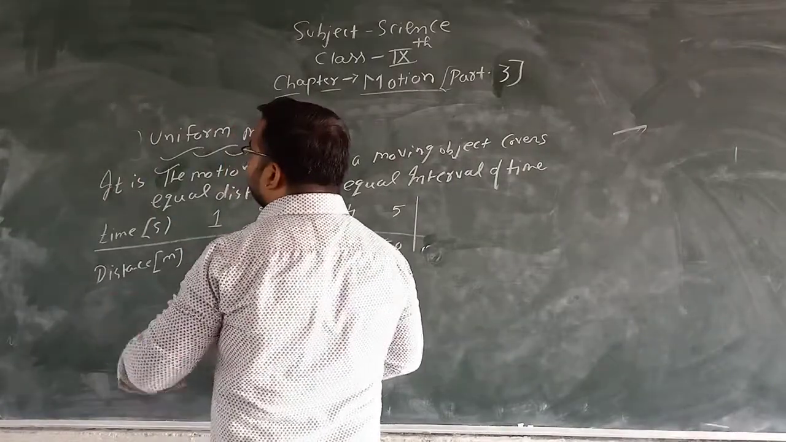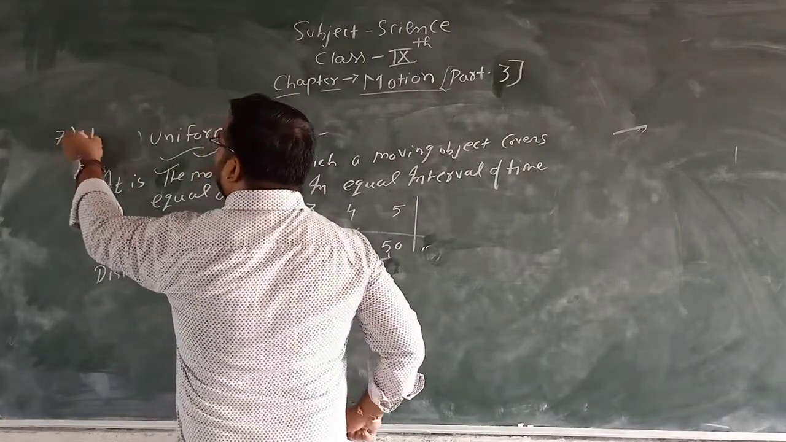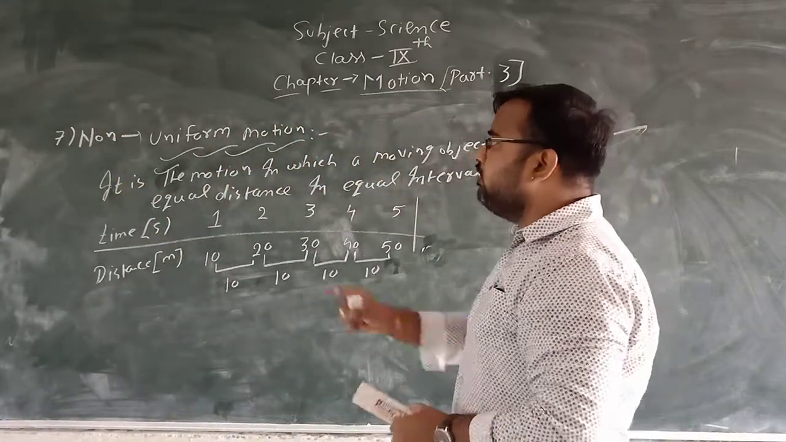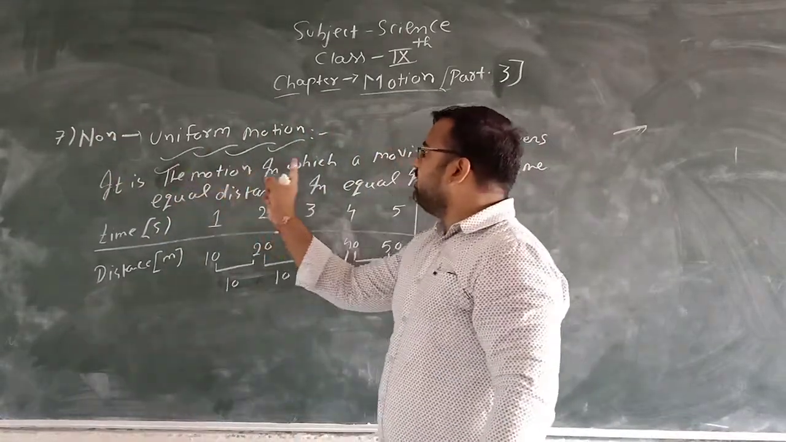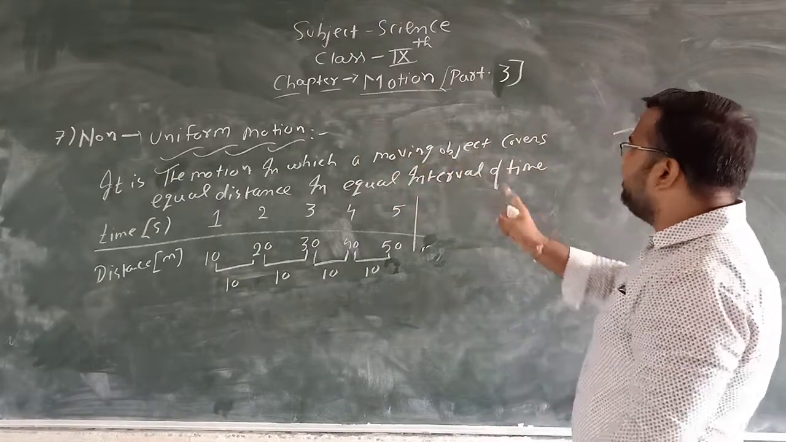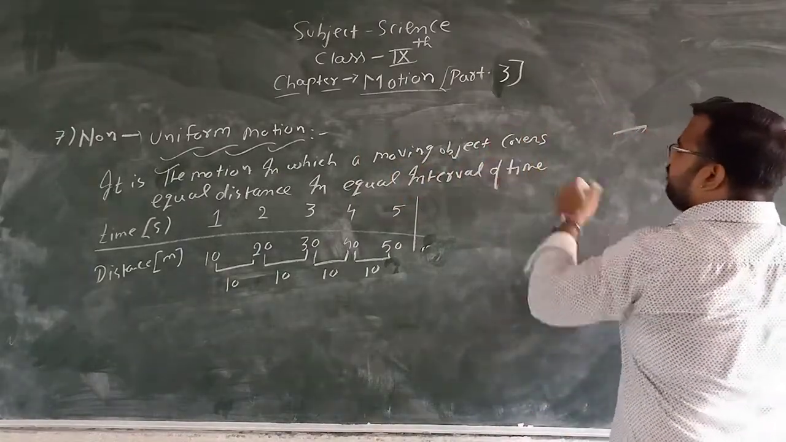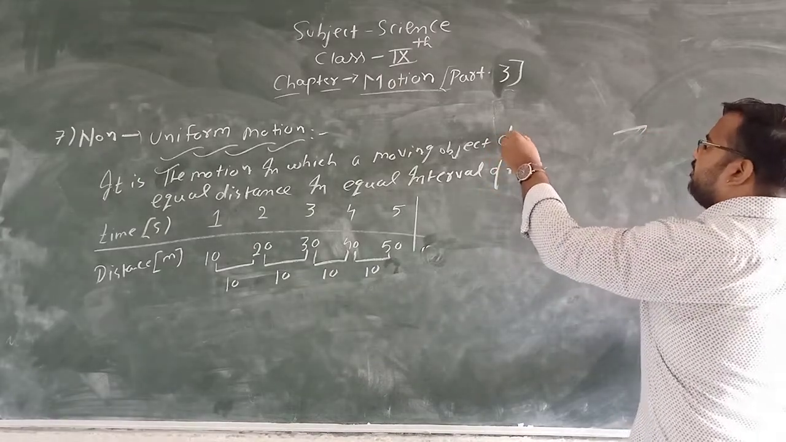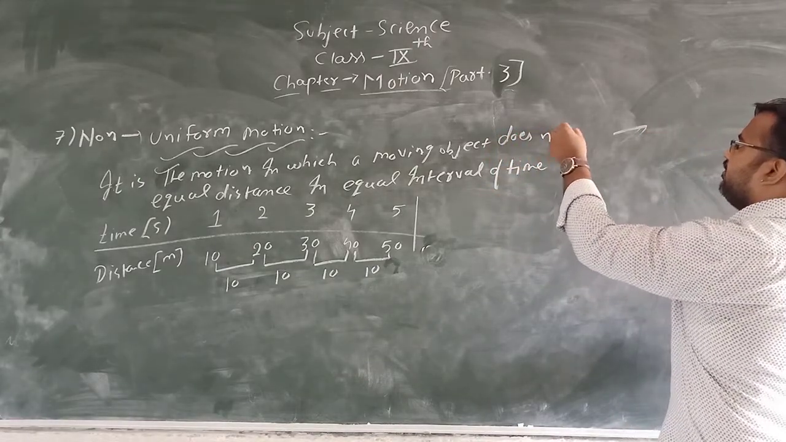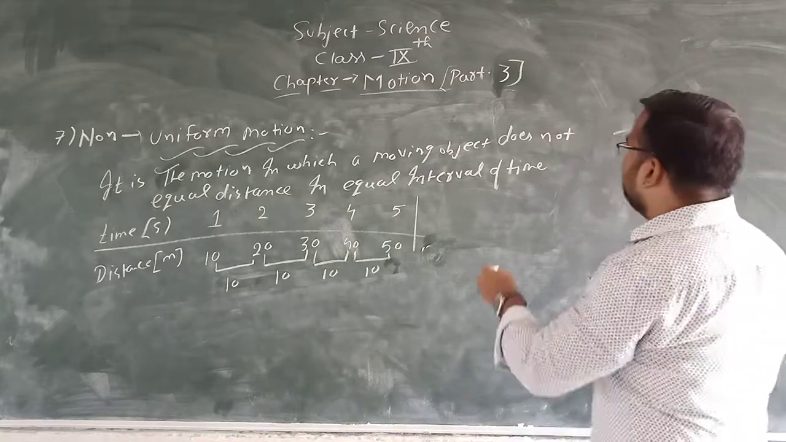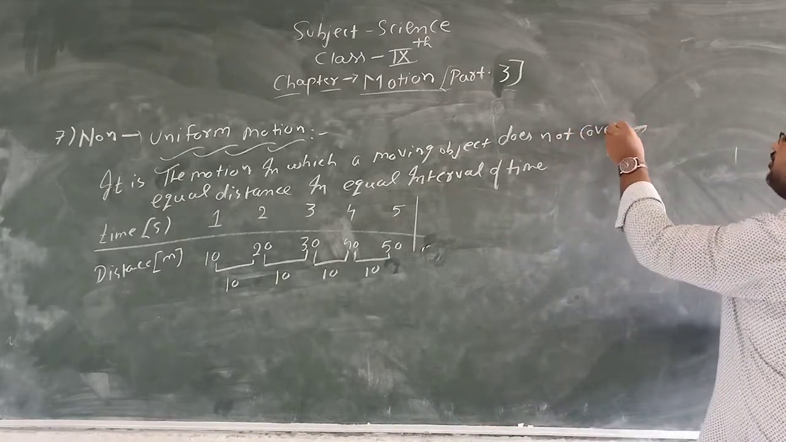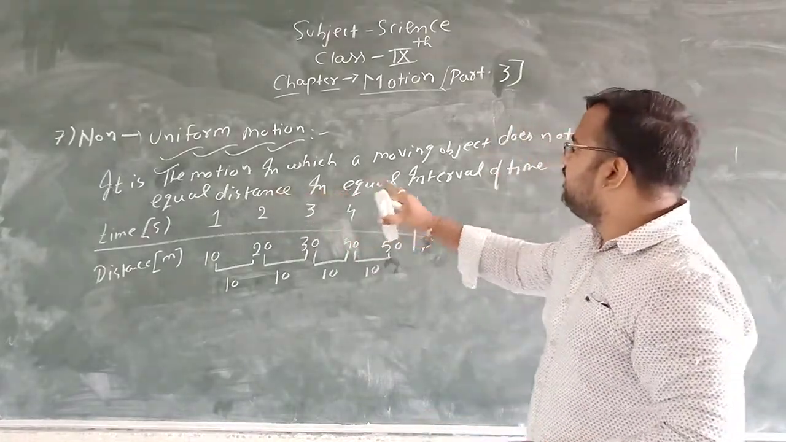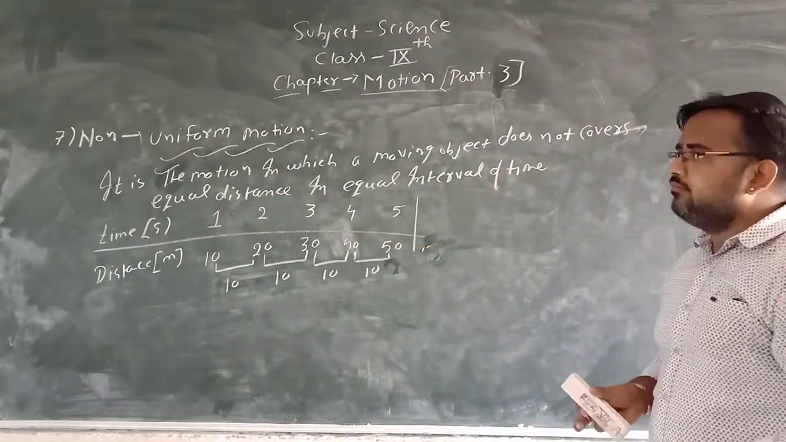The seventh concept is non-uniform motion. Okay, non-uniform motion. So non-uniform motion, it is the motion in which a moving object does not cover equal distance in equal interval of time.